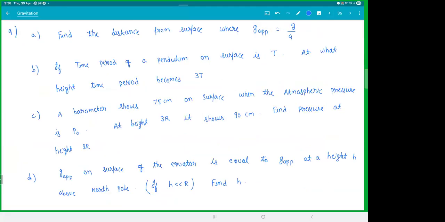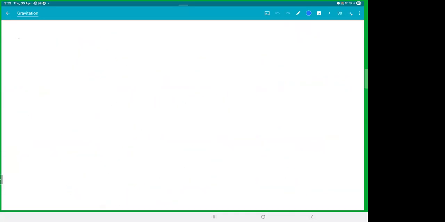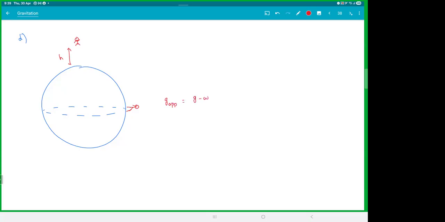And then the fourth part, you're saying g apparent on the surface at the equator is equal to g apparent at a height h, and h is much, much smaller. So this is what he's asking if you see on the picture. There is a person who's standing on the equator. There is a person who's standing at a height h. And he's saying both of them feel the gravity is the same. So this guy will feel g apparent will be g minus omega square r. This guy, since the h is small, we can use the approximation g into 1 minus 2h by r.